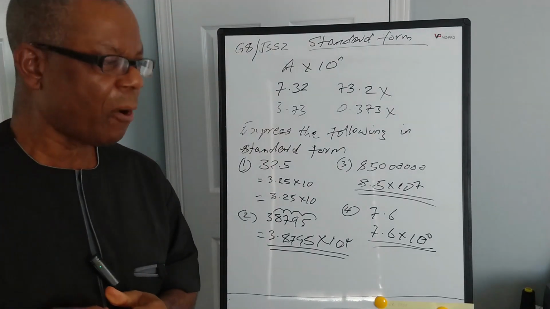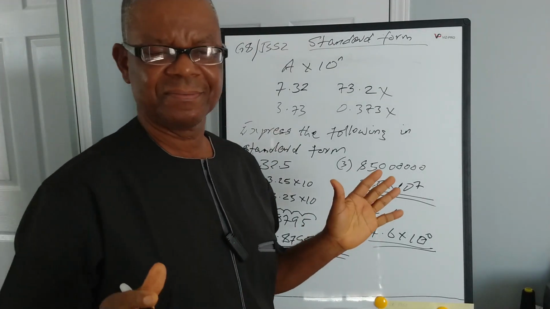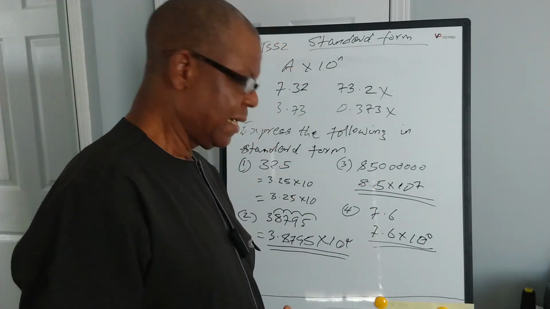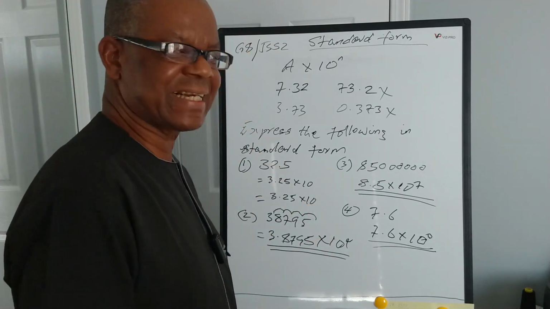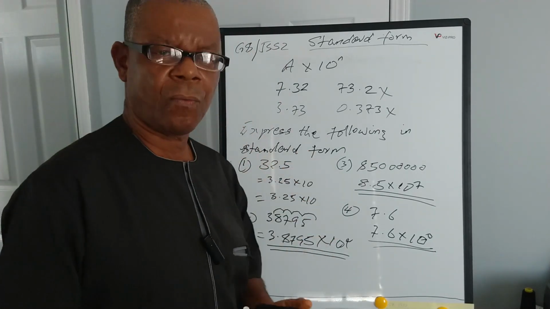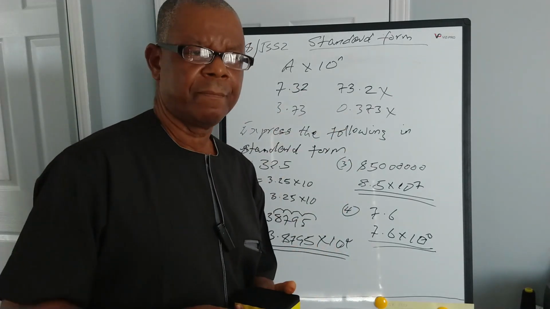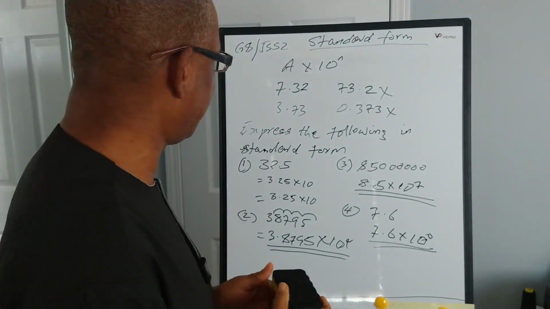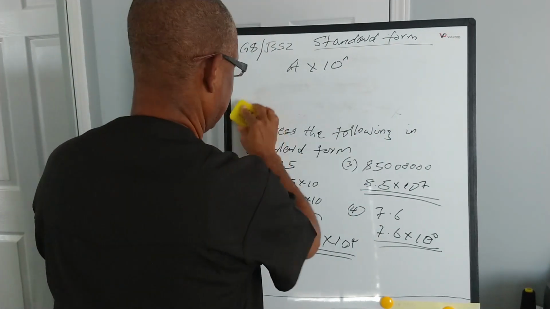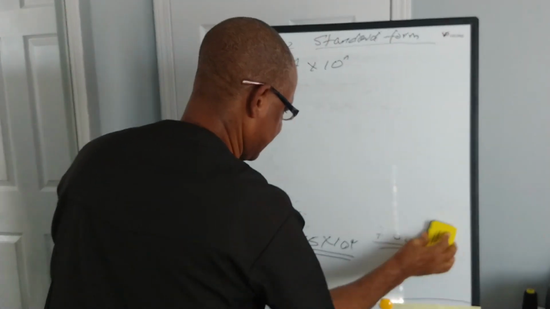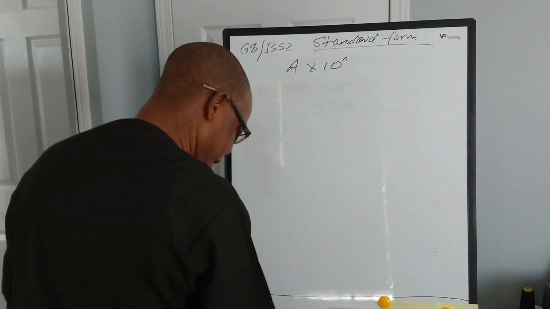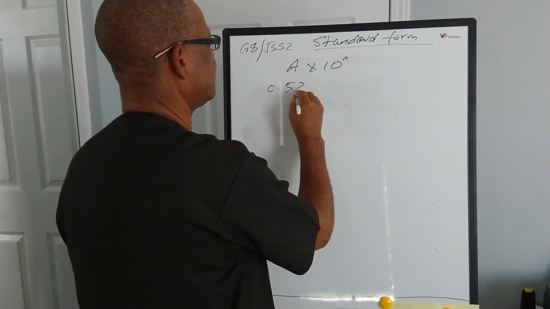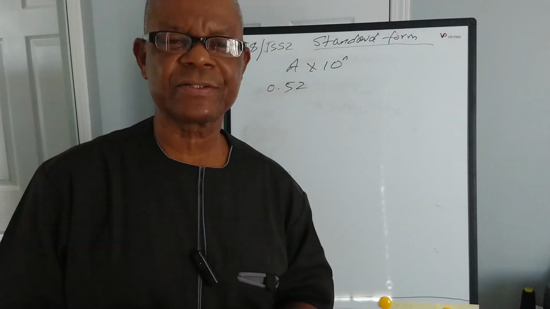This is when the number is greater than 1. That is what we have done. But we may be given a number less than 1 to express in standard form. Let's look at and treat some examples in that regard. Number 1, we are given 0.52 to be expressed in standard form.